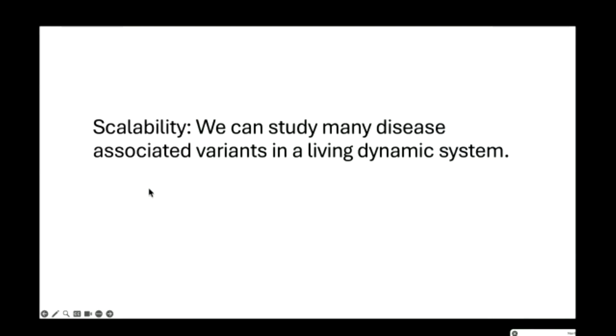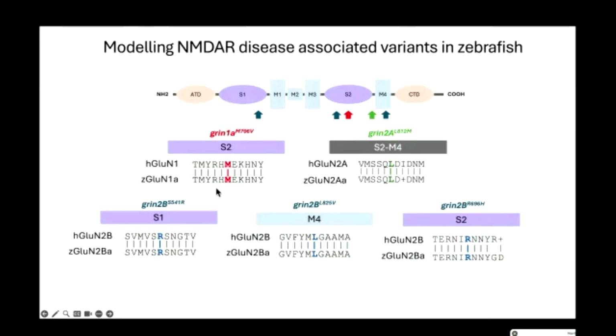Okay. The last thing that is very advantageous about zebrafish is the scalability. We can study many disease-associated variants in a living dynamic system. We've recently taken advantage of, you may have heard of the CRISPR system for gene editing, this is prime editing. It's a variant of CRISPR. And so in our first efforts, we were trying to model 5 different GRIN gene mutations, 1 in GRIN1, 1 in GRIN2A, and 3 in GRIN2B.